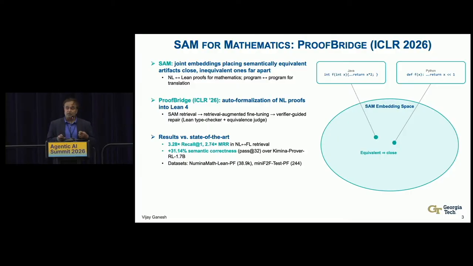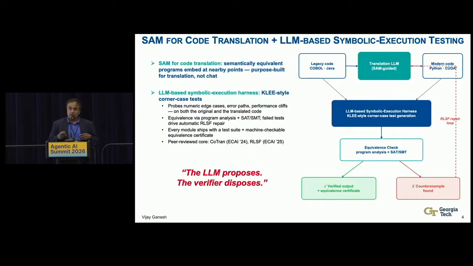So we trained our models using this technique and we developed a particular recipe called semantic contrastive learning, where we imbued the model with this property, meaning that if two objects have the same semantic content, they're close by in the embedding space. And the result was a far more powerful model than frontier models on all the benchmarks that we tested. And now we are taking this idea to the setting of code translation.